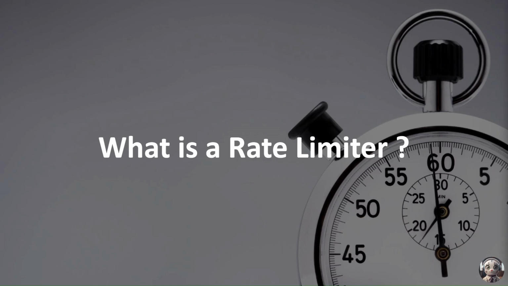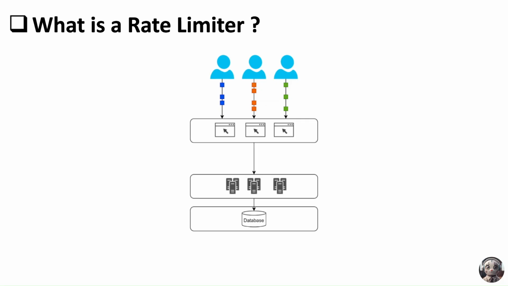What is a rate limiter? Let's talk about a three-tier application. This kind of setup has three main components: the front end, where the user interface lives, the application layer, which handles the business logic, and the persistence layer, where the database is stored.